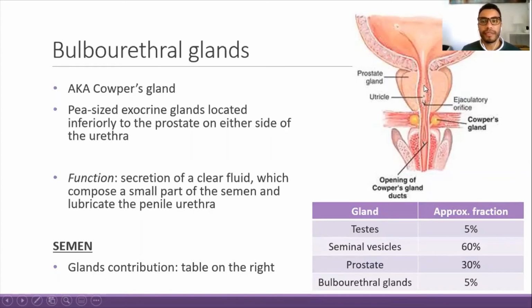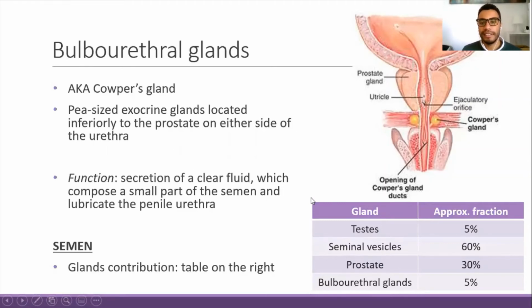So when urine passes here, urine has an acid pH, and the semen has more of an alkaline pH. So these glands contribute to the neutralization of the pH here.